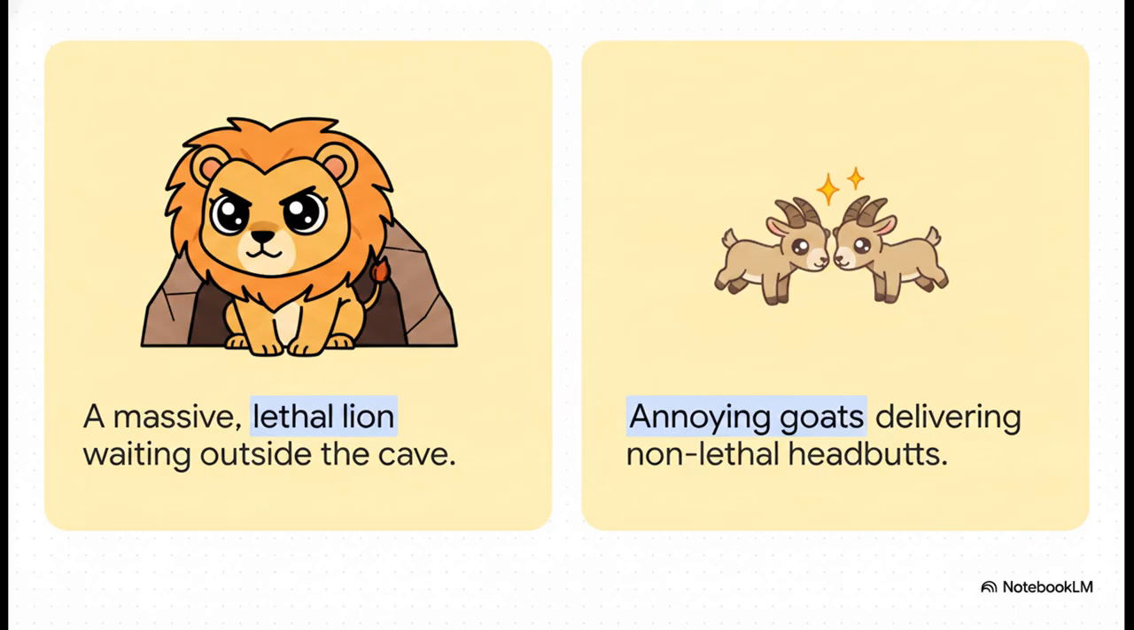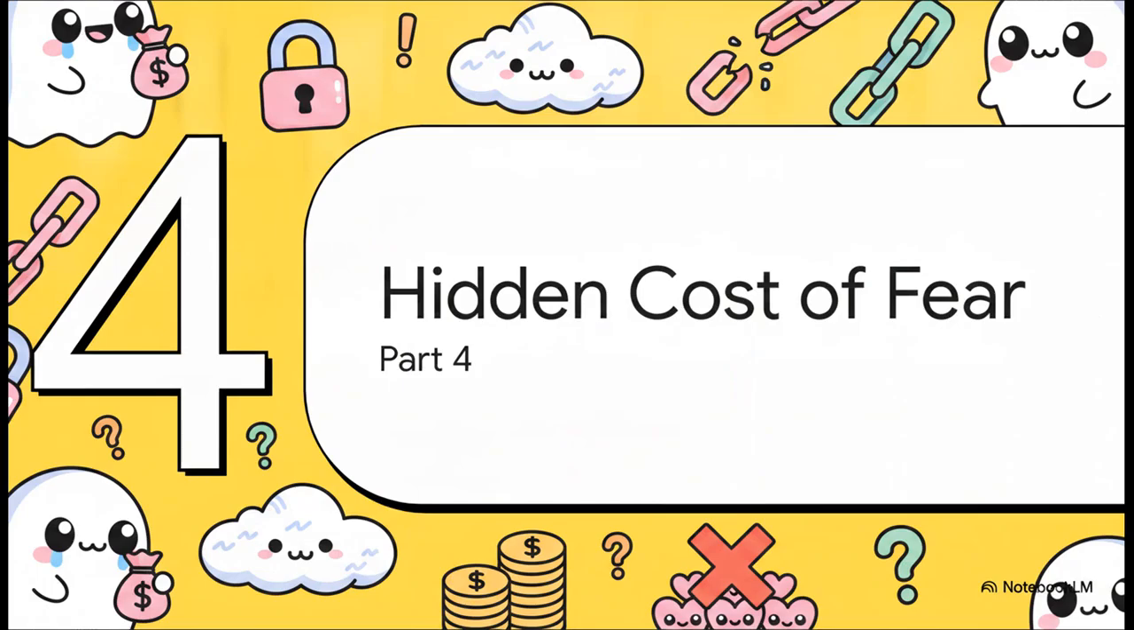On one side, we have the lethal threat, the massive lion waiting right outside, capable of ending the bull's life the absolute second he steps out. On the other side, we have the harassing threat, the wild goats inside the cave delivering annoying but completely non-lethal headbutts. The bull has rapidly calculated that fighting the goats might cause a commotion or force him back outside, drawing the attention of the lion. So he accepts the pain of the harassing threat just to avoid the finality of the lethal threat. Which perfectly sets up our final section, Section 4, the hidden cost of fear.